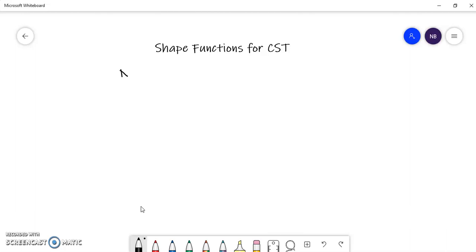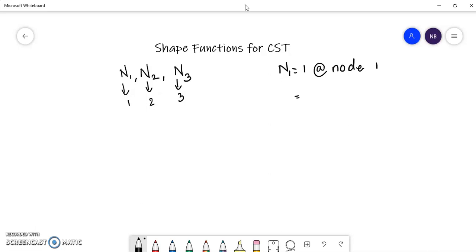Three shape functions, n1, n2 and n3 correspond to nodes 1, 2 and 3 respectively. So shape function n1 is 1 at node 1 and reduces to 0 at nodes 2 and 3.